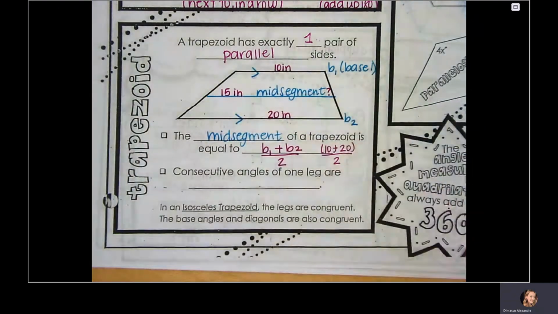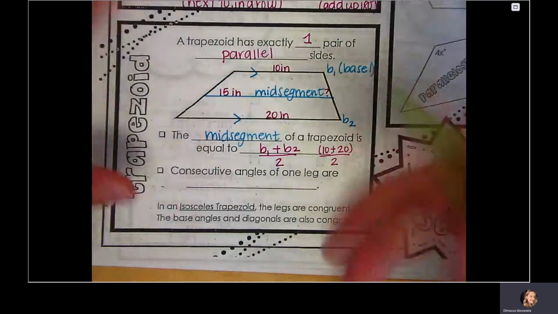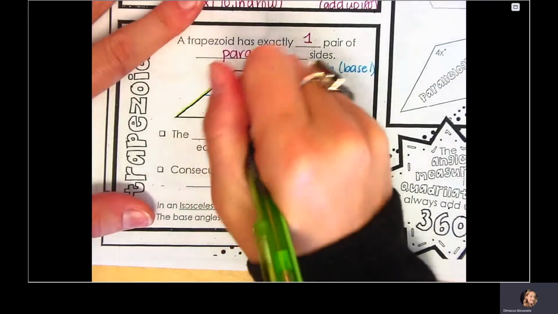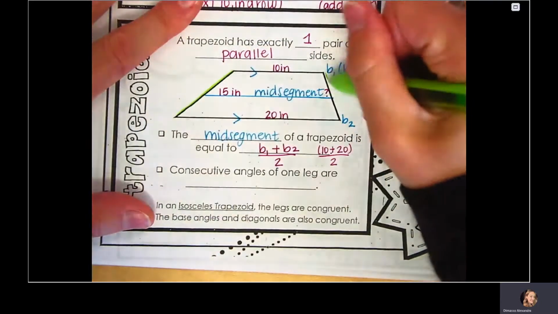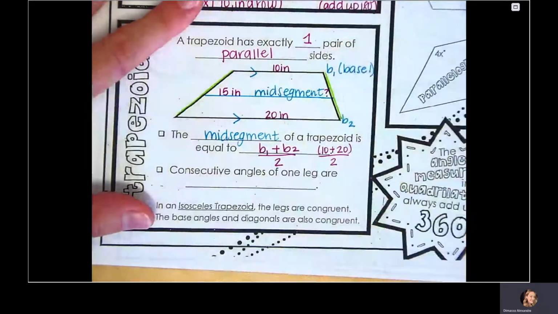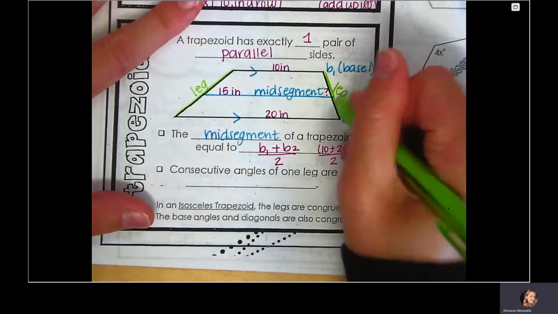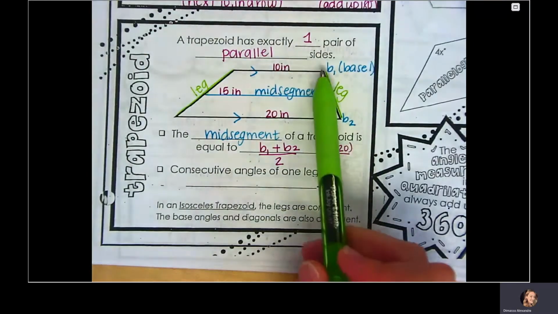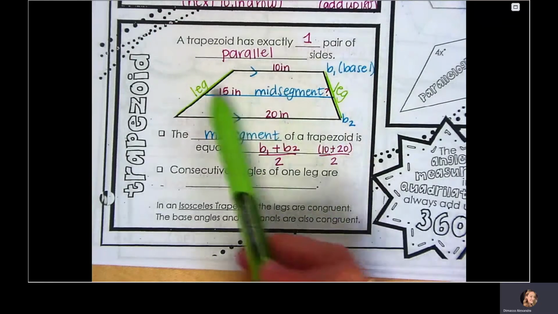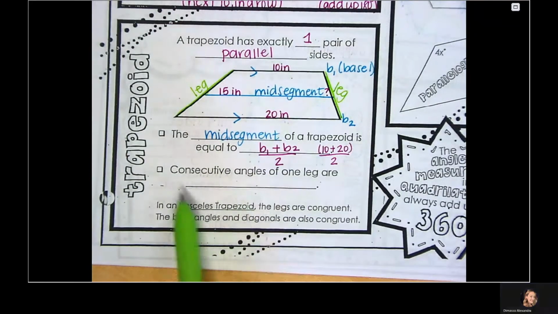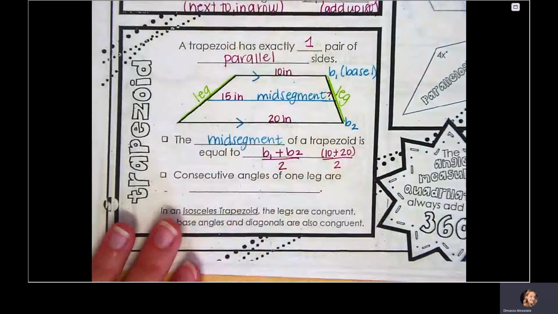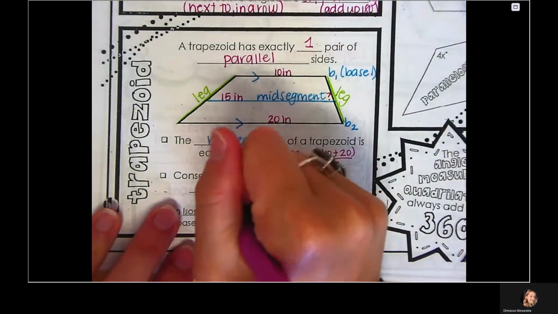So you've got your base at the top, a base at the bottom, the other two sides here, so this side on the left and this side on the right. These are called the legs. So you've got bases at the top and the bottom, and legs on the two sides. Consecutive angles of one leg, so the two angles on this green line are supplementary.